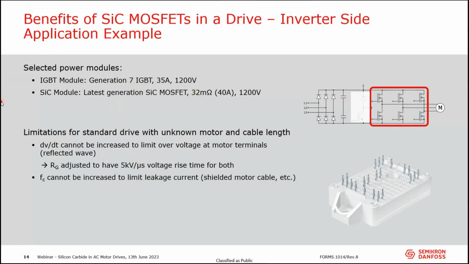As I mentioned, the dv/dt, the voltage rise time, I did not change. I adjusted for both simulations the gate resistance so that the rise time is roughly 5 kilovolt per microsecond. And also the carrier frequency I left at 5 kilohertz for both. So in a sense, we really break the silicon carbide. It's like a race car with handbrakes pulled, but you will see it still makes sense.